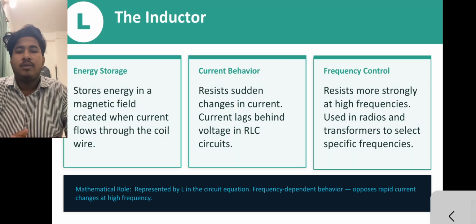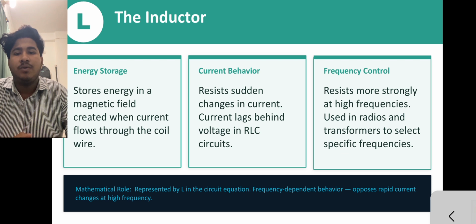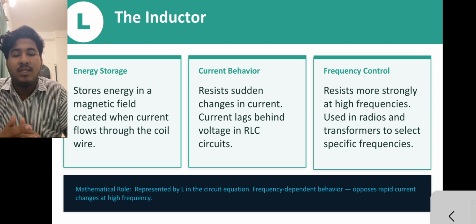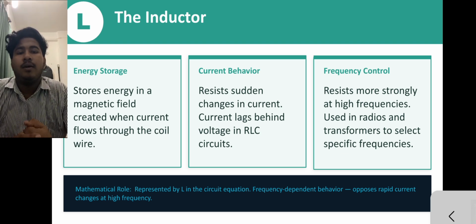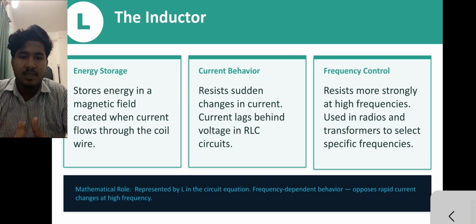Thank you. Assalamu alaikum. I'm MD Tawhidul Rahman Tawhid. My topic is inductor behavior. An inductor stores energy in the form of a magnetic field. It resists changes in current. Inductors cause the current to lag behind the voltage. Inductors are used in tuning circuits such as radios, where they can select a specific frequency. They are also used in transformers and power supplies to store and transfer energy in the circuit.